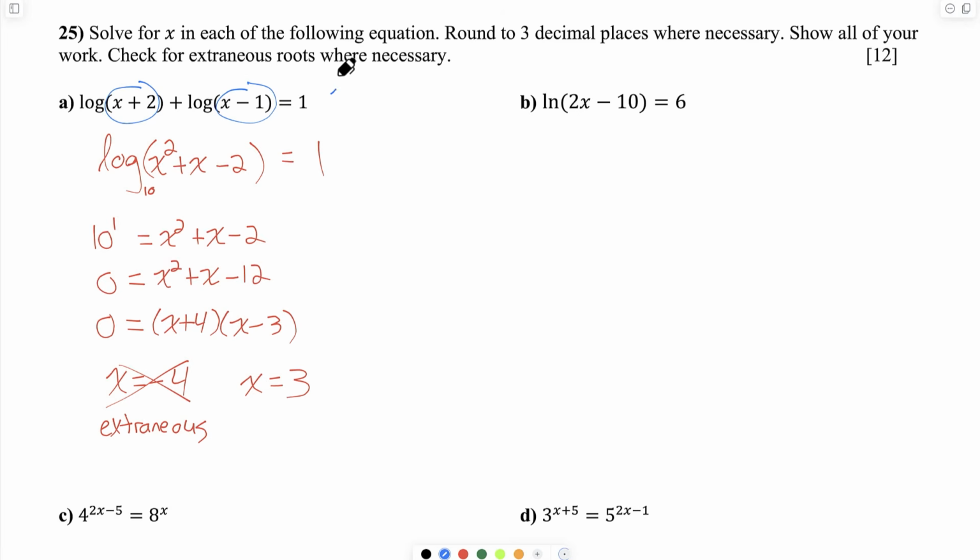So I would have log of 3 plus 2, which is log 5, plus log of 3 minus 1, which is log 2. Log 5 plus log 2, I could multiply the arguments together, so I have log 10. Log 10 means what exponent goes on 10 to get 10? That's 1. So it makes left side equal right side, so I know that 3 is a correct answer.